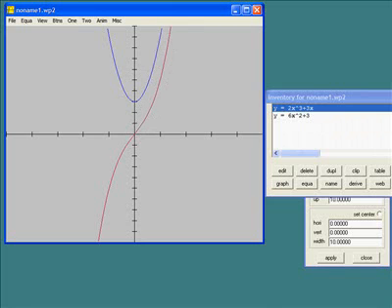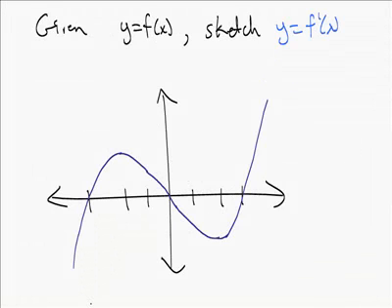Let's look at another example. Let's suppose we were given a function and wanted to draw the derivative based on the graph of that function. Let's suppose we're given this graph here, and the dark blue graph is y equals f of x. And from this graph, we don't know the formula for it, but from this we want to sketch a graph of the function y equals f prime of x.